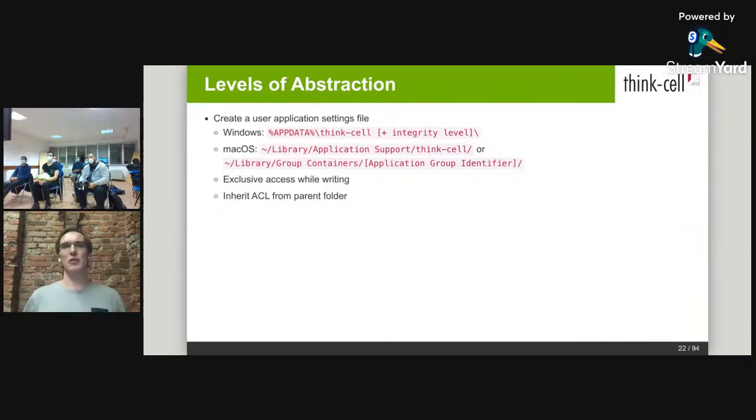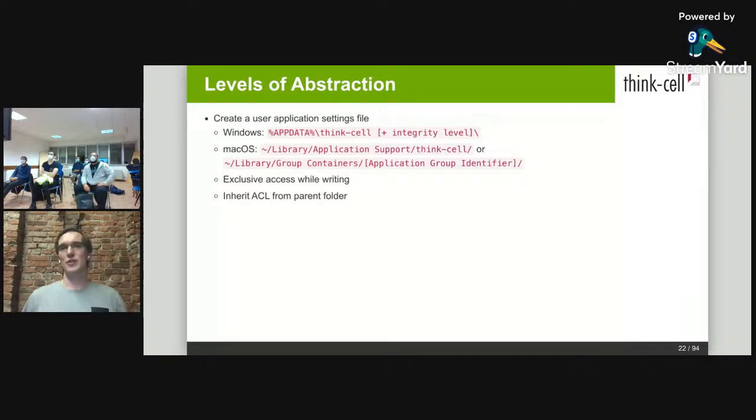The simplest example was how to create a user application settings file. On Windows, maybe we want to put it in a thinkcell subfolder of app data. That already implies a choice, because the app data folder is roaming. That means if your user profile is stored on a server, that thinkcell folder in app data will be copied to each client machine you log onto. That's a good choice. We want the user to have the same settings on each computer.